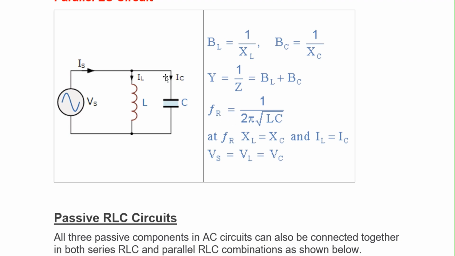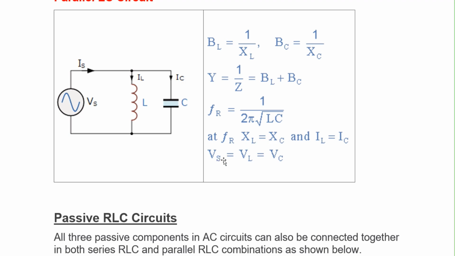In this case, L and C together are also called a tank circuit. If you adjust the value of frequency to such a value where these two values XL and XC become equal, then that condition is called the condition of resonance. That frequency is given by Fr equals 1 upon 2 pi square root of LC. And at Fr, XL becomes equal to XC. These two values become equal.